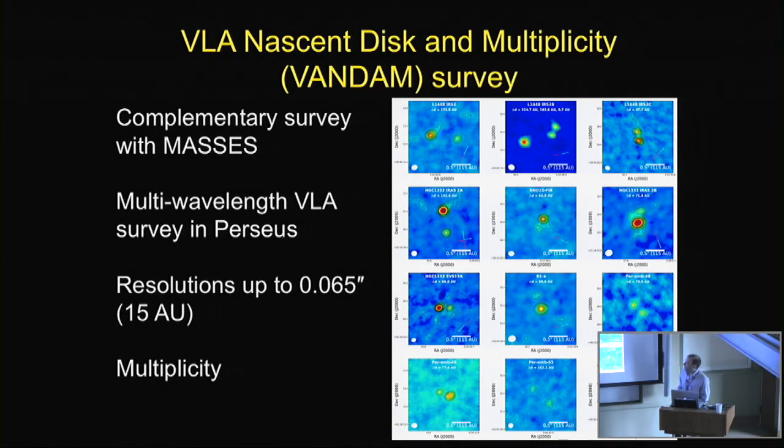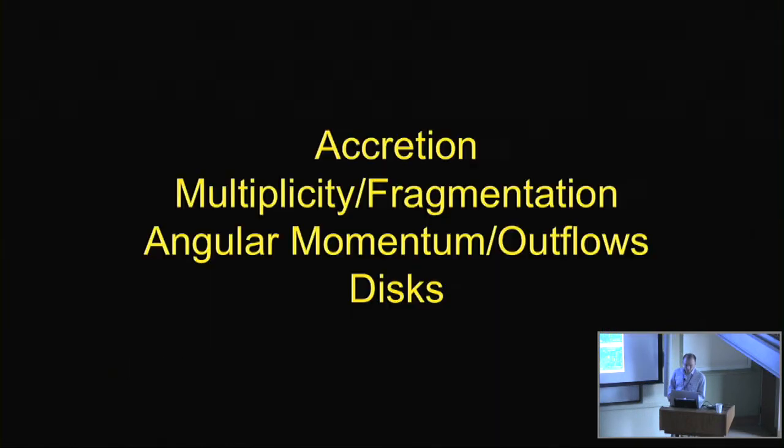And again, I mentioned the VANDAM survey already. The big advantage we have here is we know the fragmentation of every single one of these sources because we have ancillary data from the VLA VANDAM survey. So we have 15 AU resolution, and we know the binary fraction of all these different sources, which really helps our analysis. All right, so the subjects I will talk about with MASSES: accretion, fragmentation, outflows, and disks.